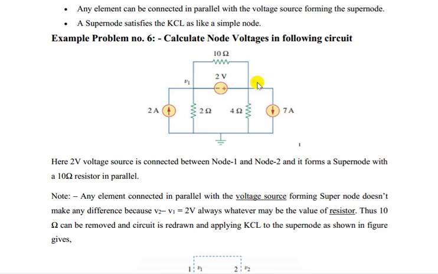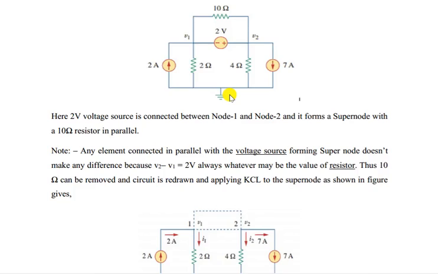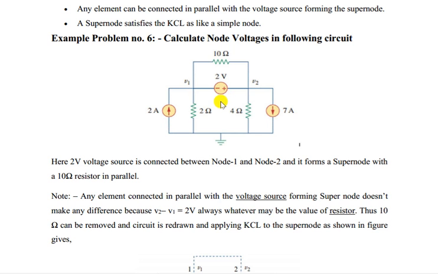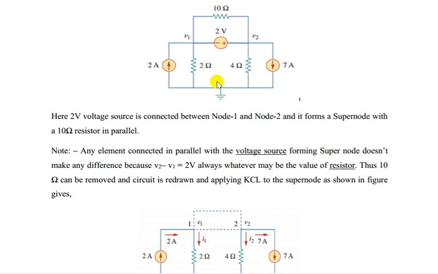Then what happens? V1 and V2 are non-reference nodes 1 and 2, and in between them there is a voltage source. Now if you want to write KCL at V1, you can write current entering, current leaving, but where is the current through this voltage source? That is unknown. So what do you have to do? In this case, this resistance is connected in parallel with the voltage source. That means this is 2 volt, this is also 2 volt, because in a parallel circuit the voltage remains the same.